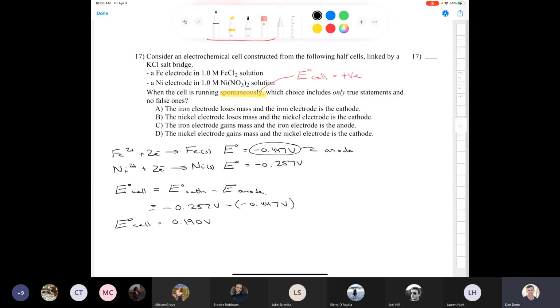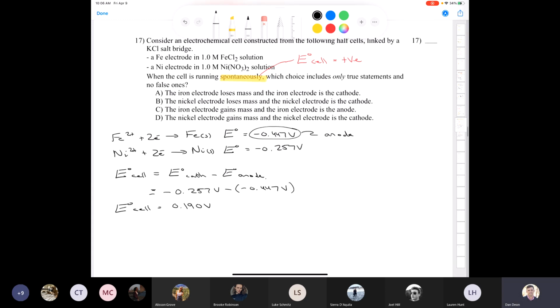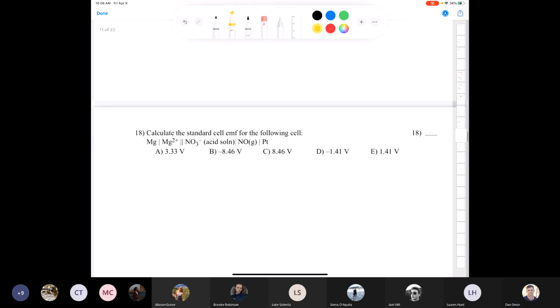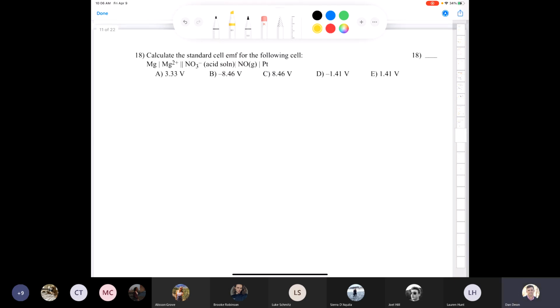So what's going to happen is that electrons are going to go from the anode toward the cathode. So the answer is going to be D, where the nickel electrode is going to end up gaining mass, and the nickel electrode is going to be the cathode. All right, there we go. Move on to question 18.